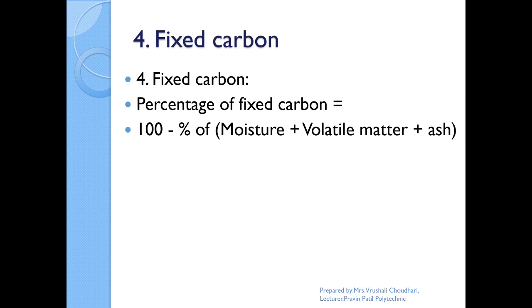Fixed carbon. How are we going to determine the fixed carbon? By doing a simple calculation: 100 minus the percentage of moisture, volatile matter, and ash. Whatever remains, that part is called the carbon content. If moisture, volatile matter, and ash content are higher, then the carbon content decreases.